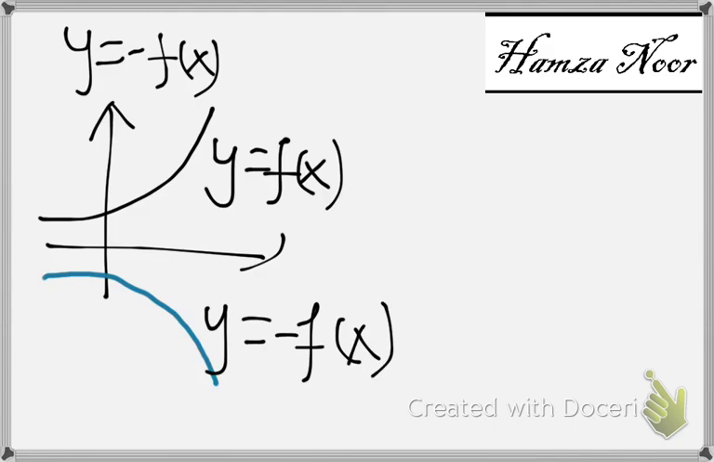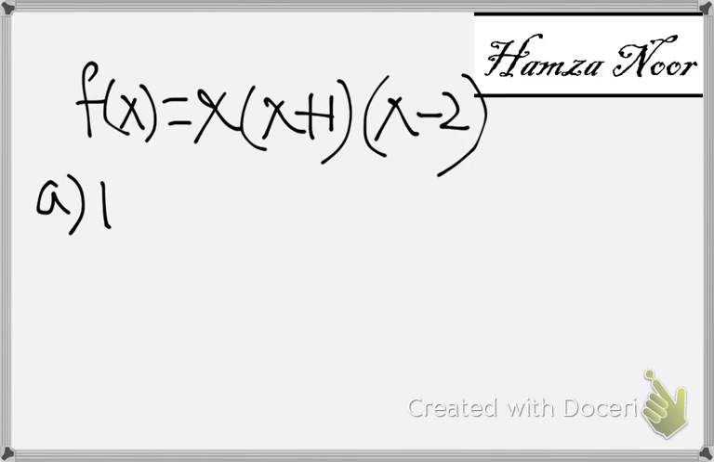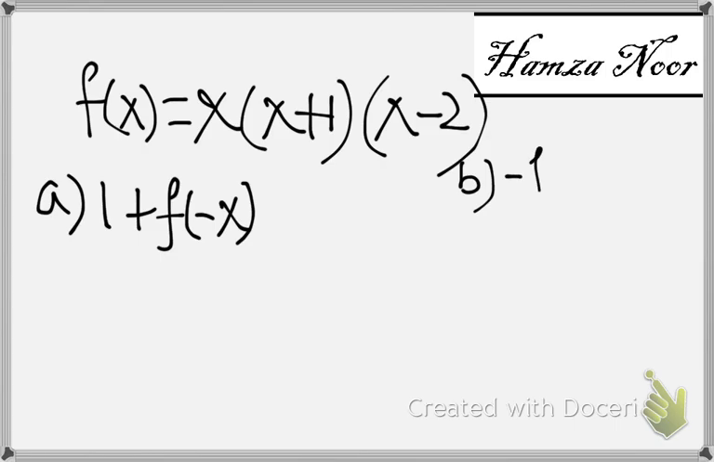So very much simple. For example, if you are given a function like this, f(x) is equal to x multiplied by (x plus 1) multiplied by (x minus 2). The first thing you know is that this is a cubic graph because the highest power of x is 3. You are asked to sketch the graphs of, in part A, 1 plus f(minus x), and the second part, part B, is asking minus f(x plus 3).